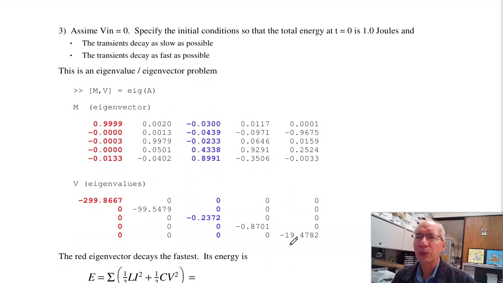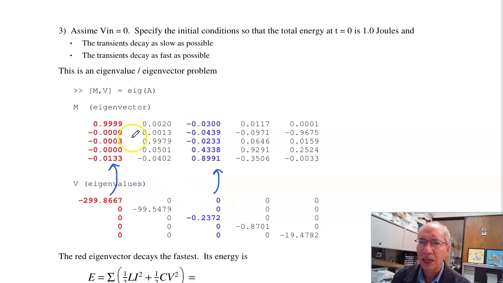If I want to know what initial condition makes the energy decay as quickly as possible, and what makes it decay as slowly as possible, that's an eigenvalue, eigenvector question. I have a 5x5 matrix for A. I have 5 eigenvalues, 5 eigenvectors. The fast eigenvalue decays as the fast eigenvector. If I make this the initial condition, that decays as e to the minus 299t. If I make this the initial condition, that decays as e to the minus 0.23t.